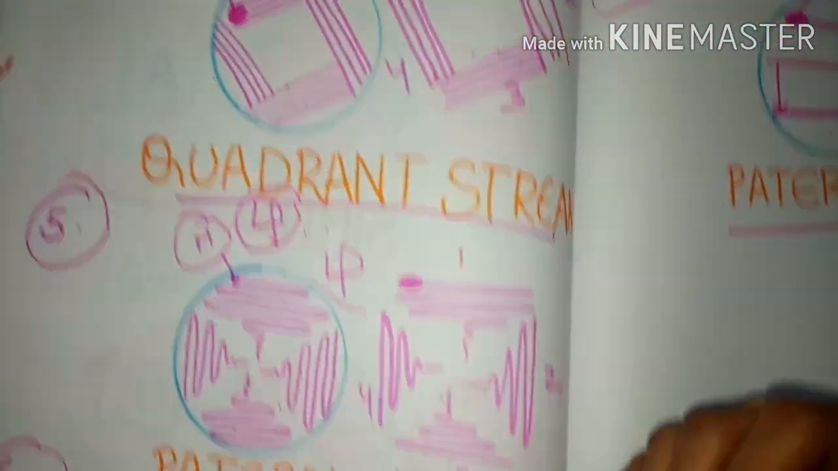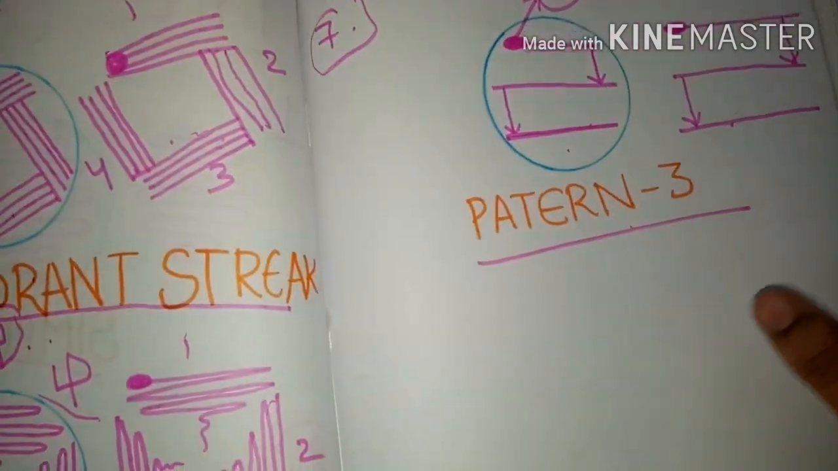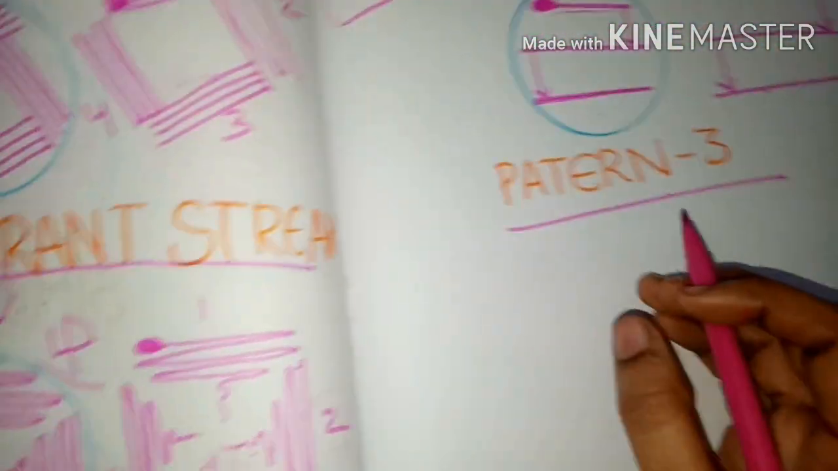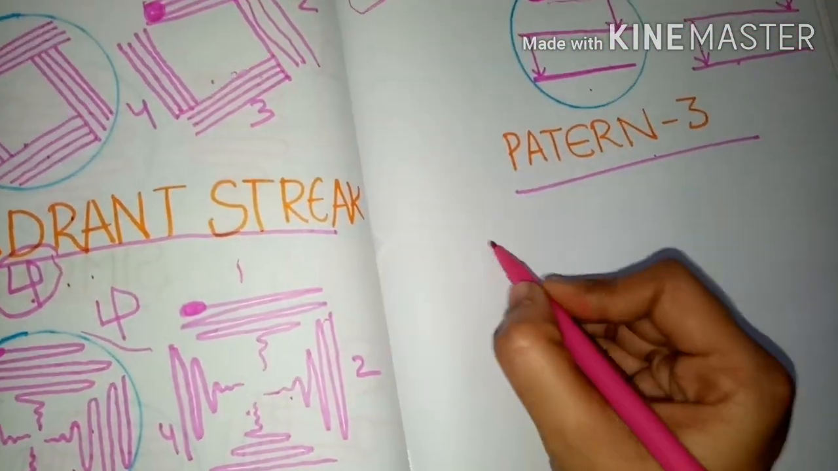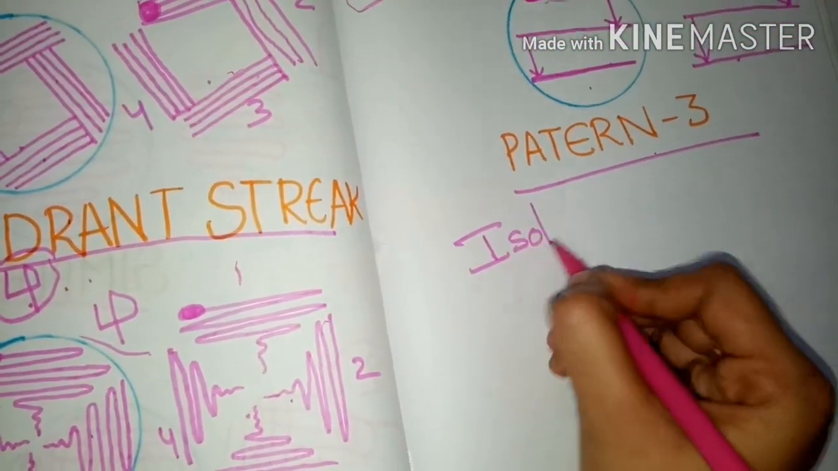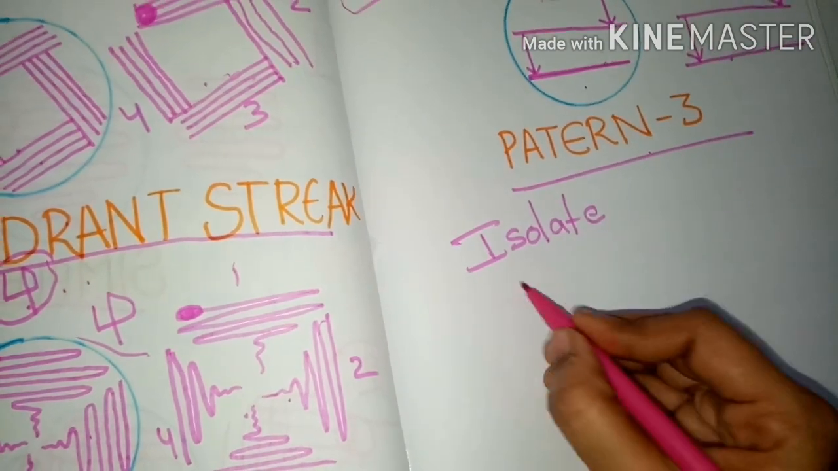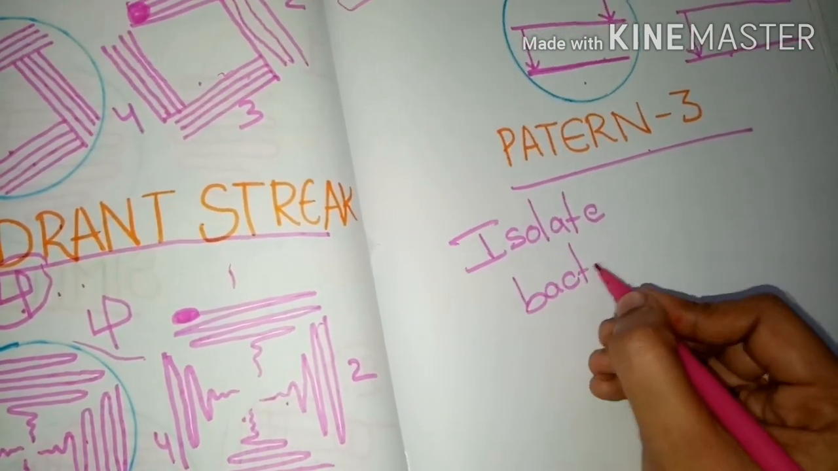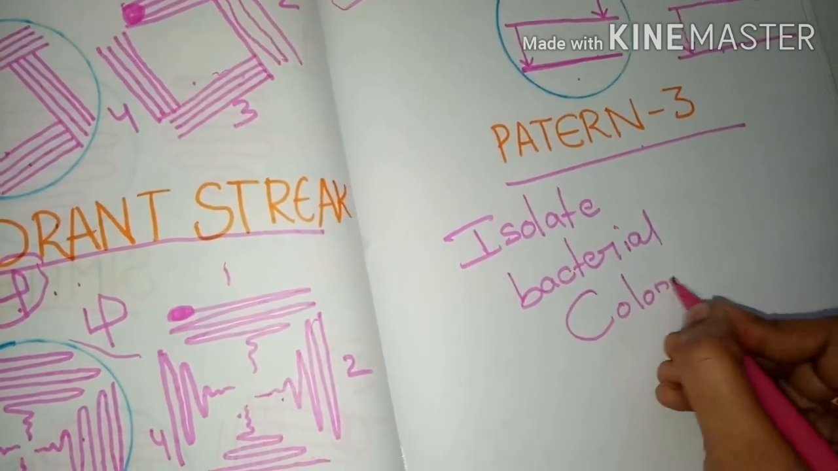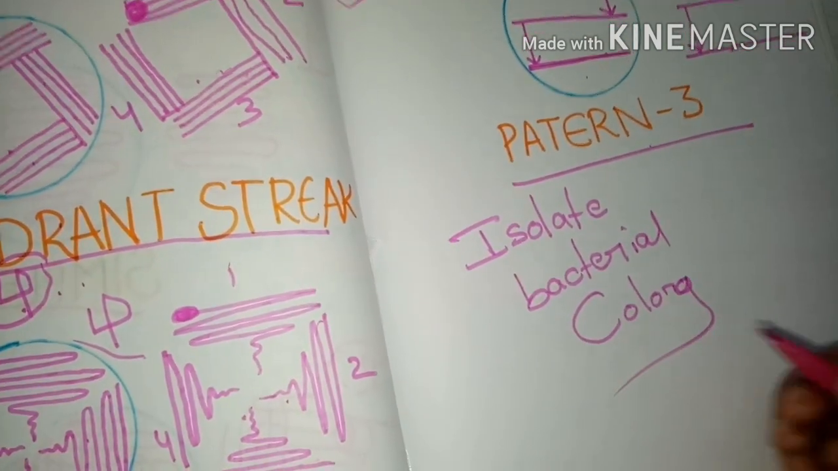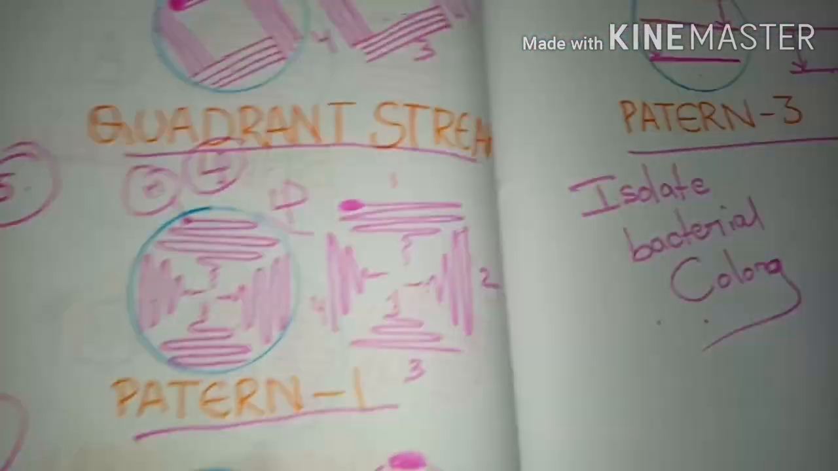These are the different types of streaking we are going to use in the streak plate method. All the methods have the same role, that is to isolate the bacterial colonies. These are the different types of streak.